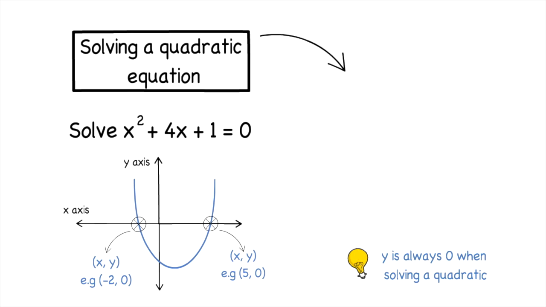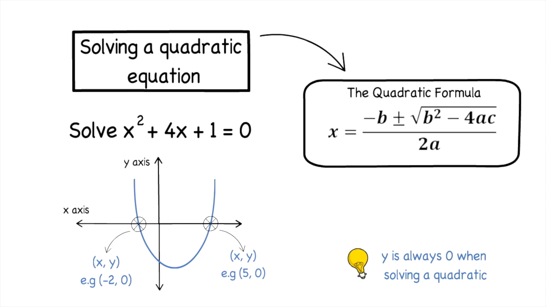There are lots of ways to solve a quadratic equation, but one way is to use the quadratic formula. Just like with the other methods, you will end up with two answers for x because of this key part of the equation here. This plus or minus sign means that we've got two routes to go down with our quadratic formula. We'll go over how to use the quadratic formula in a bit more detail in a second.